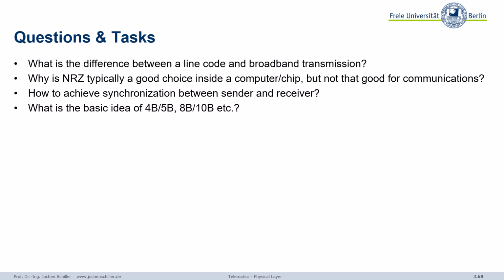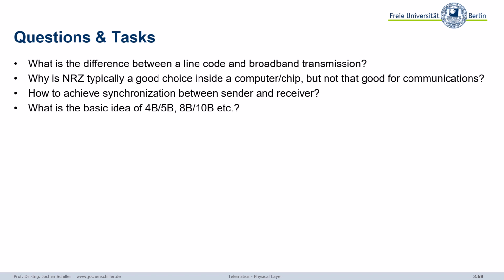So some questions. What is the difference between a line or cable code and broadband transmission? You should have understood the basic ideas. Inside computers, we learned that, okay, line code, non-return to 0 is a very good choice, but for communications, that's a problem. Why? Why does this work inside a computer, inside a chip? Why not for communications? And then a big question is, how can we achieve synchronization?